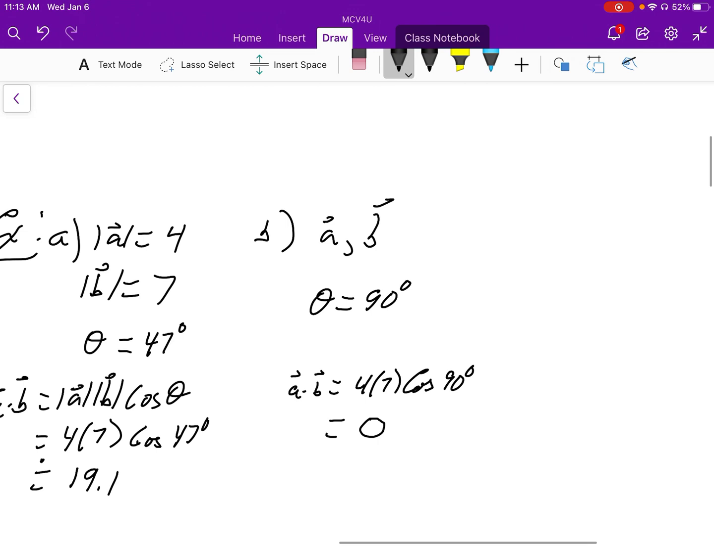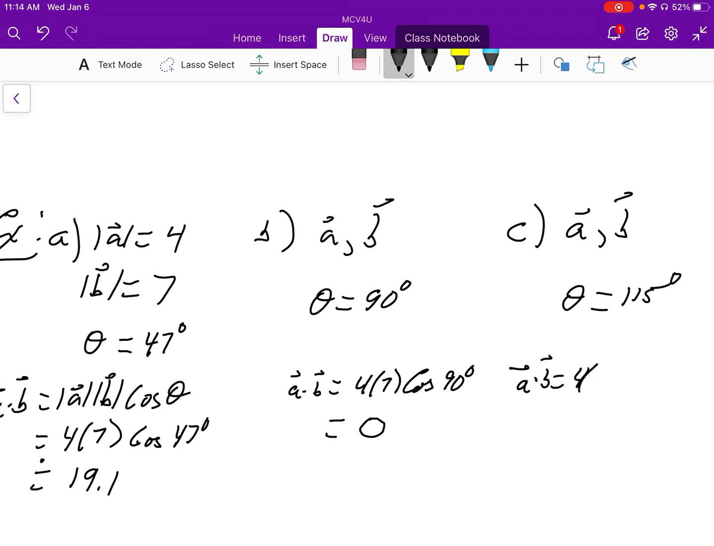The last thing I want to do is, again, the same vectors A and B, same magnitudes. However, in this case, we're going to go past 90 degrees, and we're going to say that we've got an angle between them of, let's say, 115 degrees. Calculate the dot product here again: 4 times 7, cos of 115 degrees. So you've got your 28 times the cos of 115. You end up with a negative number, approximately negative 11.8.